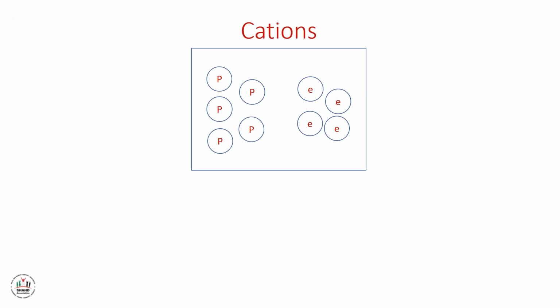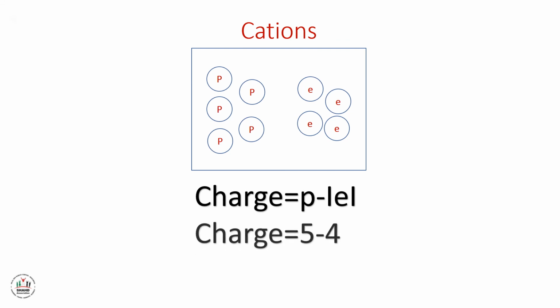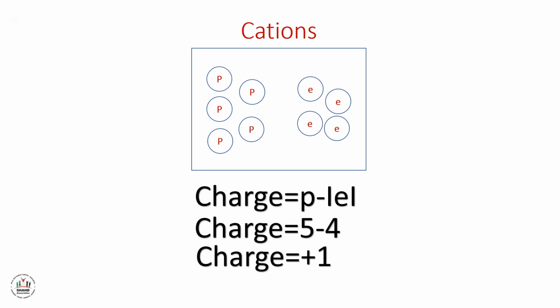Let's take an example for a cation. This figure contains 5 protons and 4 electrons. It's not neutral because the number of protons is more than the number of electrons, so it's a cation. Now let's calculate the charge of this cation. The charge is equal to the number of protons minus the number of electrons. So 5 minus 4 gives plus 1. So the charge is plus 1.